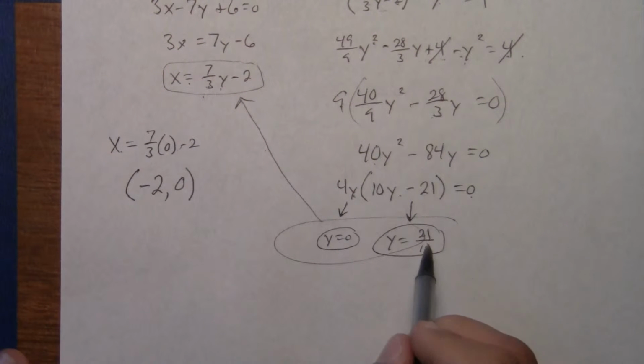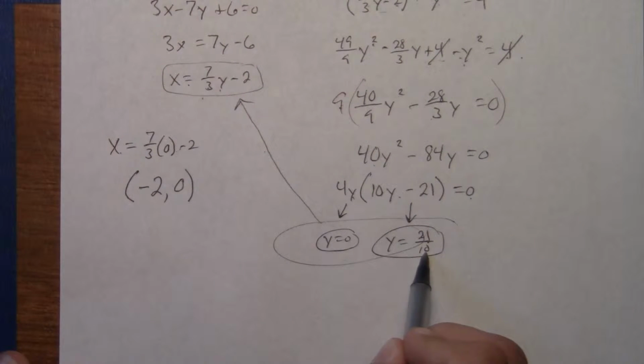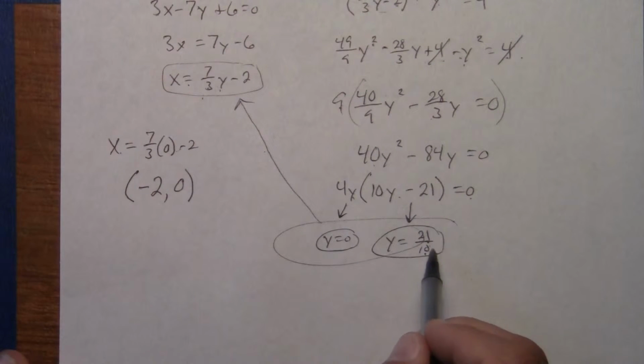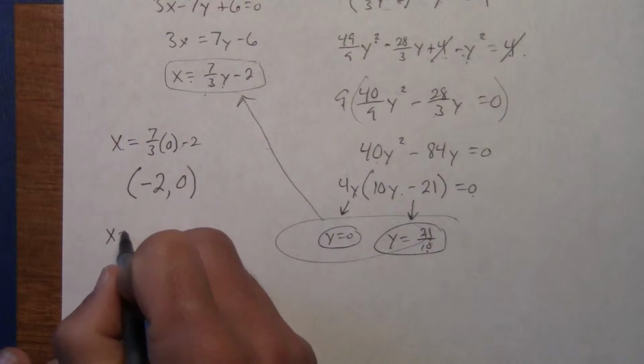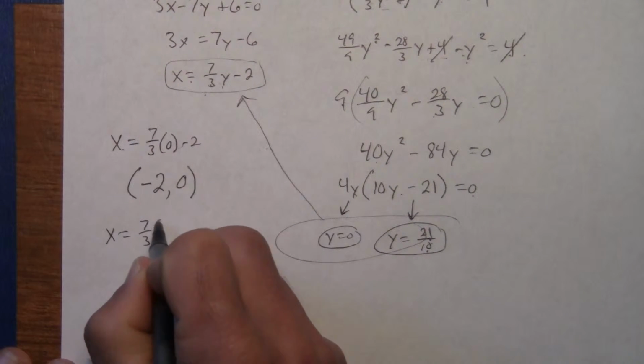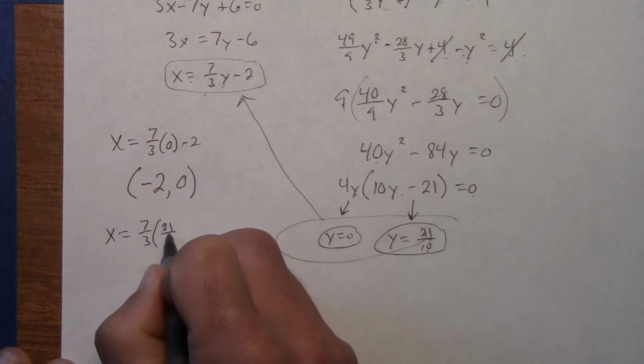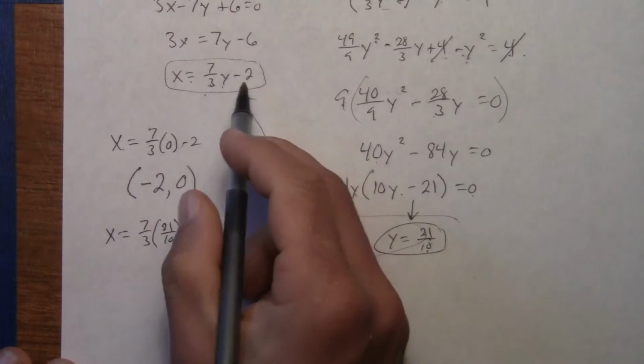There's one of them. Now if I plug 21/10 in, if you could simplify that fraction, do so, but we can't. So we'll plug that in and say x is equal to 7/3 times y, which is really 21/10 this time, minus 2.